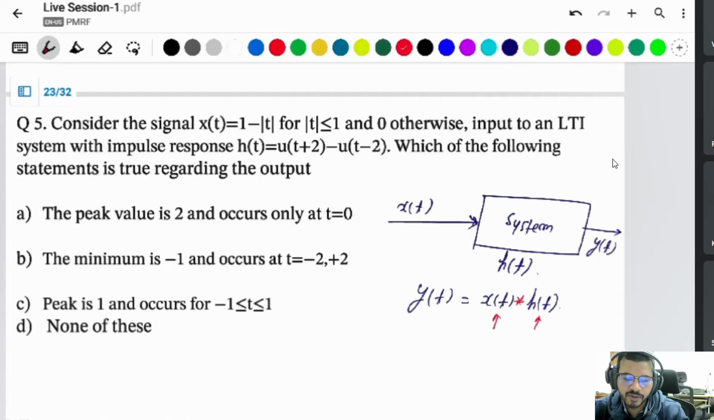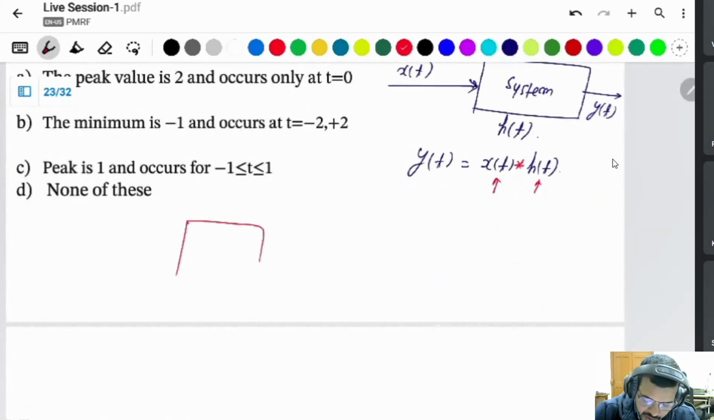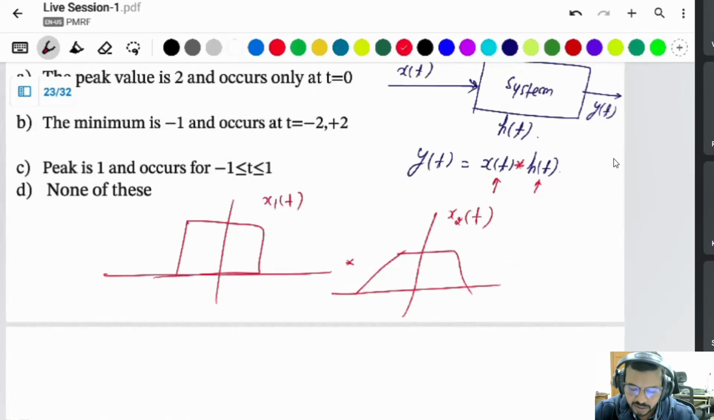If you find a convolution of this one, then you can comment on this one. Then what is the convolution? Convolution means the overlapping between two signals. Because if there is one signal and a second signal like that, x1(t), x2(t), if you want to multiply them, how can you multiply? You can't multiply directly.